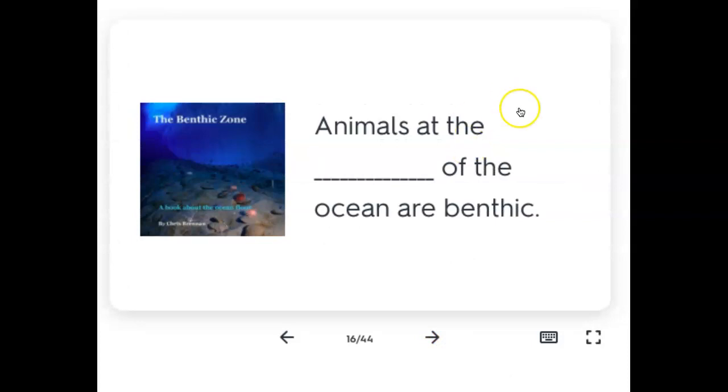Animals at the bottom of the ocean are going to be considered benthic animals, and that's also why the benthic zone is called the benthic zone, because those animals that are considered benthos are going to be found there.